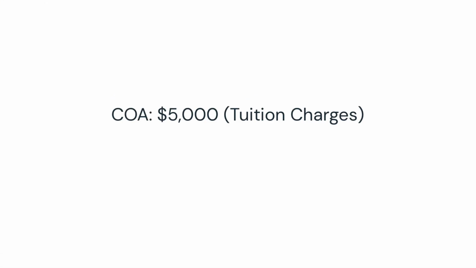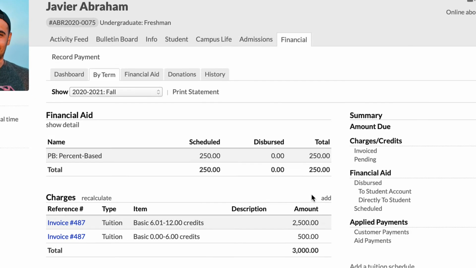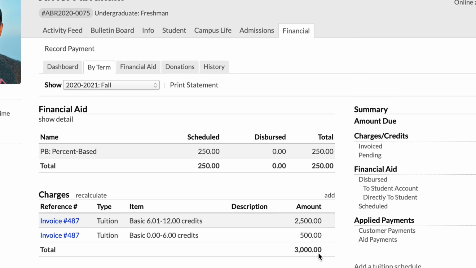So let's say that the COA said that there would be $5,000 in tuition divided between both terms. So the preliminary amount for each term's disbursement is based on that term's $2,500 in estimated charges. But then, we actually invoiced $3,000 in tuition for that fall term. The percent-based award knows that. Instead of 10% of $2,500, we end up with 10% of $3,000.